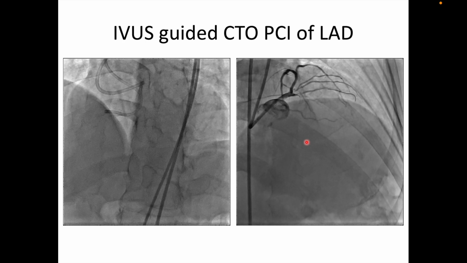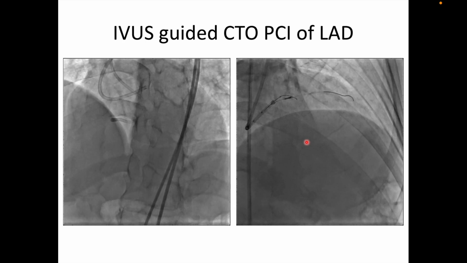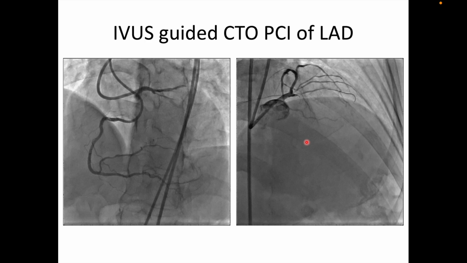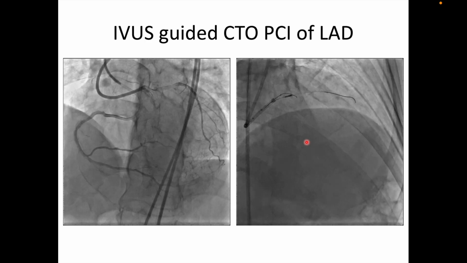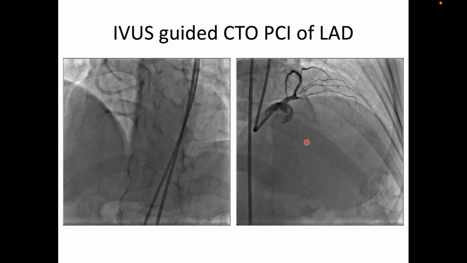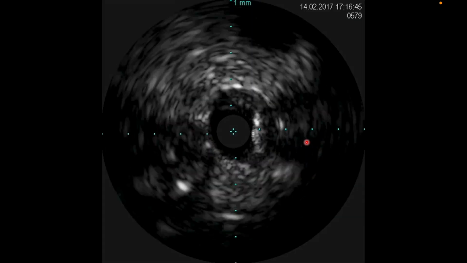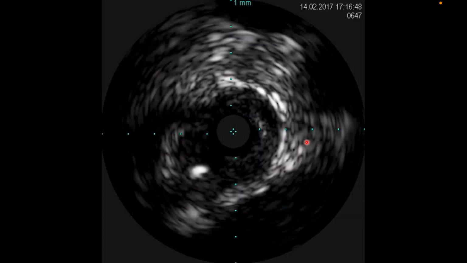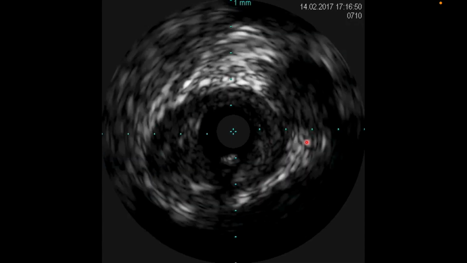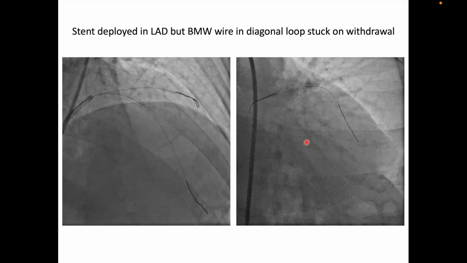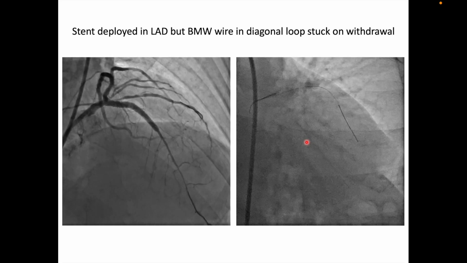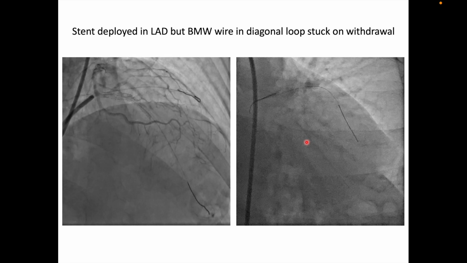This is another case where IVUS guided CTO PCI was done. And you can see that there is an ambiguous proximal cap, there is a nice sizable diagonal there. So we did the IVUS guided puncture, and the puncture was successful. You can see the wire surrounded by plaque coming all the way and back into the main lumen. And I had a loop on the BMW wire in the diagonal.